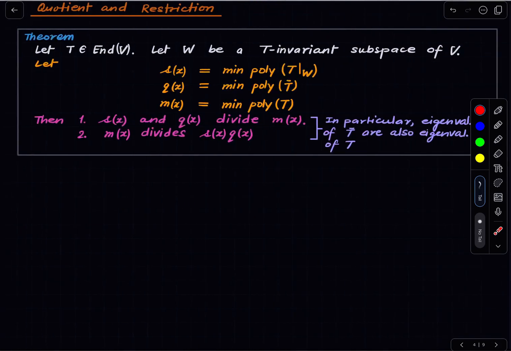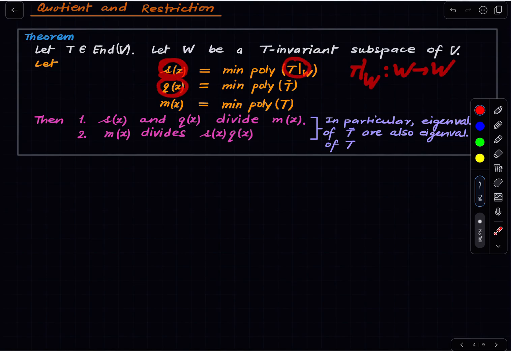And this is another very important theorem. So suppose we are given an endomorphism T on a vector space V, and we are also given a T invariant subspace W of V. Then we define Sx as the minimal polynomial of the restriction of T to W. So the restriction of T to W is an endomorphism on W. All right, so this is the minimal polynomial of this endomorphism.